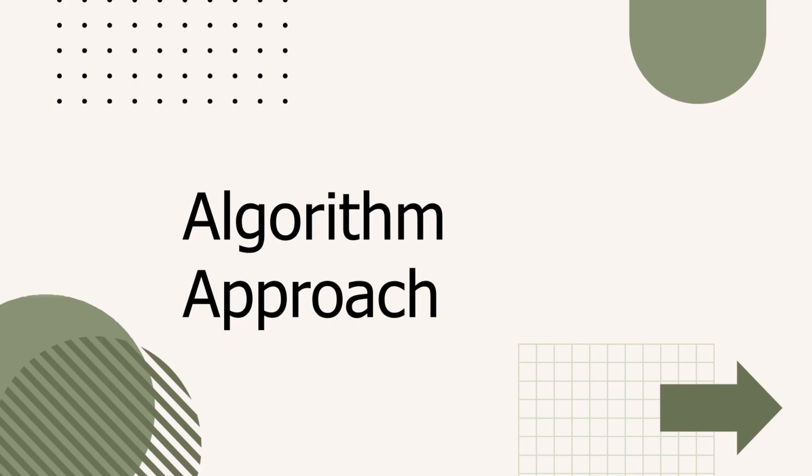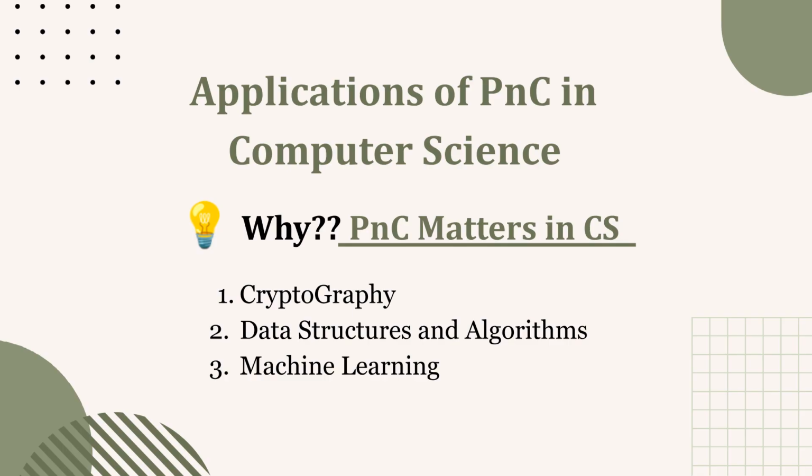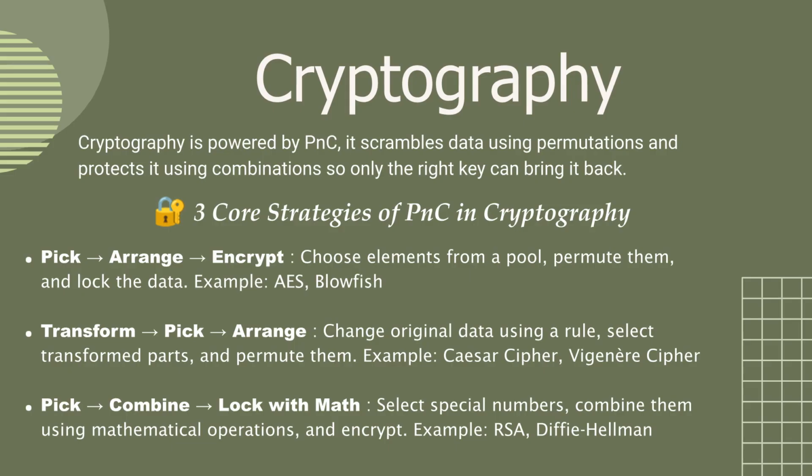Next, we will explore the algorithm approach to permutation and combination. Permutation and combination are essential in computer science, powering cryptography, data structures, algorithms, and machine learning. In cryptography, PNC scrambles and protects data. Strategies include picking and arranging elements for encryption, transforming and permuting data, or combining special numbers for locking data, as seen in algorithms like AES and RSA.